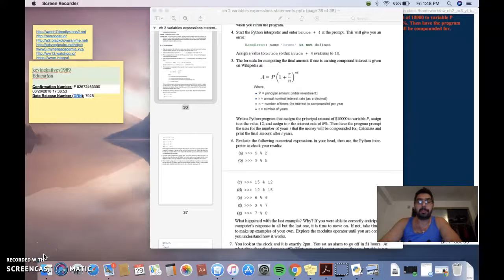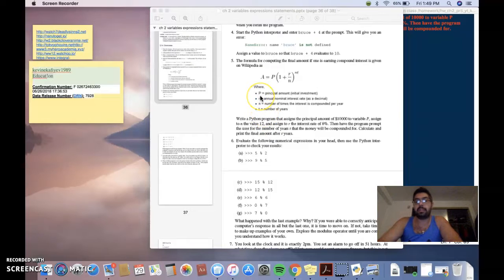So I'm doing problem number 5 in the assignment on chapter 2. Problem 5 states I need to write a Python program that assigns a principal amount of $10,000 to variable p, and the variable n is assigned a value of 12. R is assigned a value of 8%. Then have the program prompt the user for a number of years, which is t, that the money will be compounded for, and then I have to calculate everything.